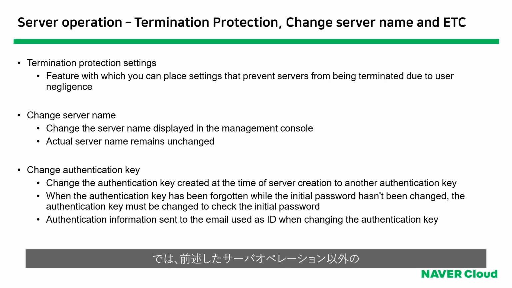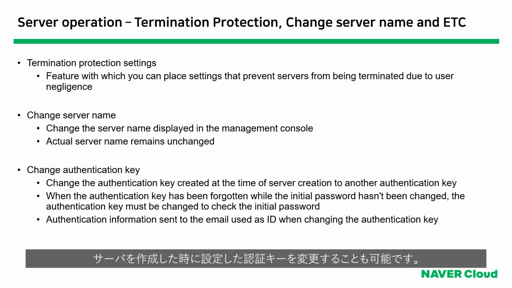Let's take a look at other server operations, in addition to the server operations we've looked at so far. First up is the termination protection setting. You can set termination protection as a feature to prevent servers from being terminated by accident. If you want to change the name given when creating the server, you can change the server name. However, changing the server name changes the server name displayed on the console. It doesn't change the host name of the actual server.